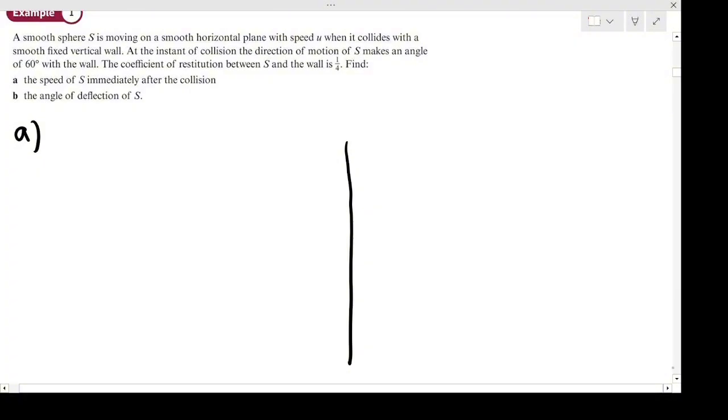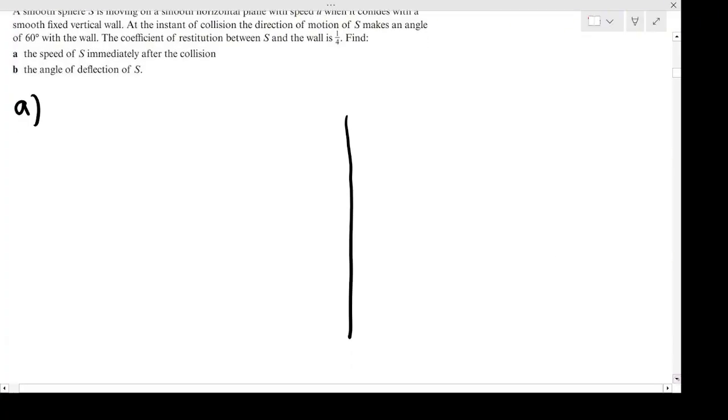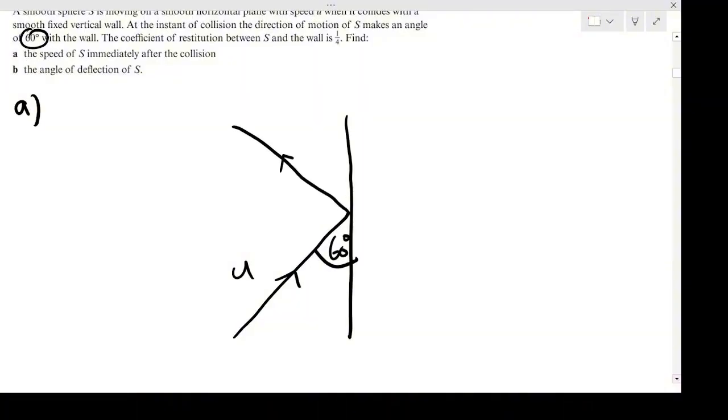We're told that it's going to hit the wall with speed u, so it's going to go towards the wall like this, with speed u. The angle it makes with the wall is 60, so this angle before it hits the wall is 60 degrees there. Then it's going to rebound off the wall, let's say like this. It has a speed afterwards of v, and an angle I'm going to call beta. So that's the main idea, that we have a speed and an angle it makes with the surface.